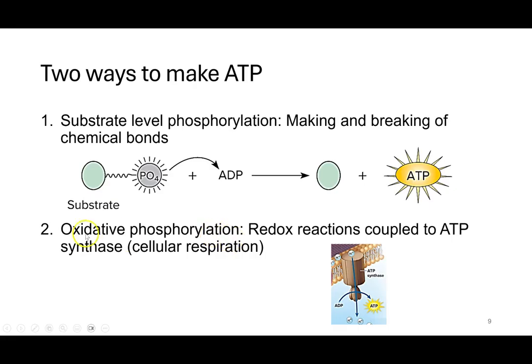Oxidative phosphorylation, this will be one of our main topics next week. These are redox reactions, so reduction oxidation reactions tied to an enzyme called ATP synthase. This is through cellular respiration. Again, we'll get into a lot of details about this next week when we finish up cellular respiration. We will talk a bit about substrate level phosphorylation a bit later today.